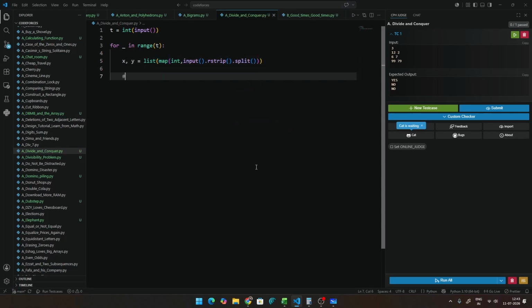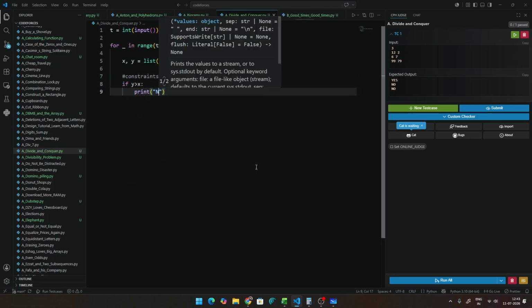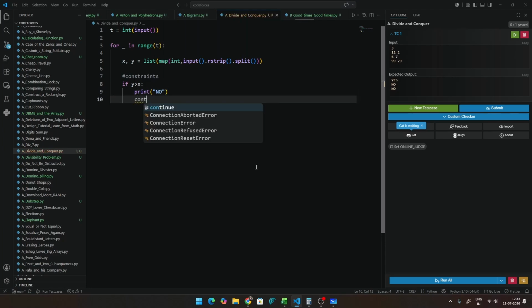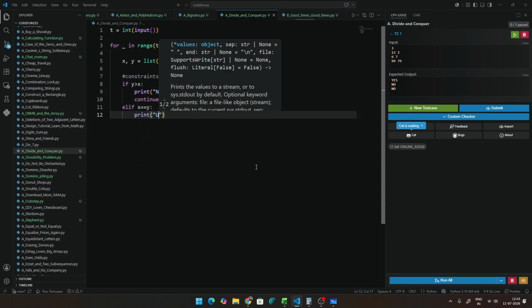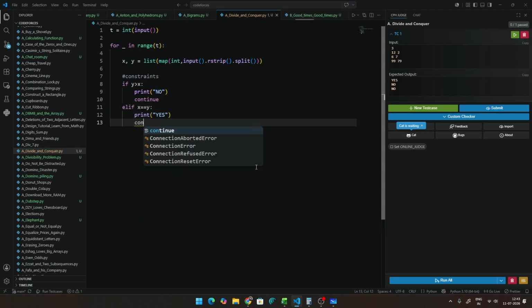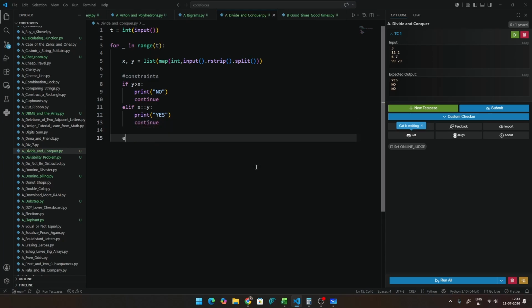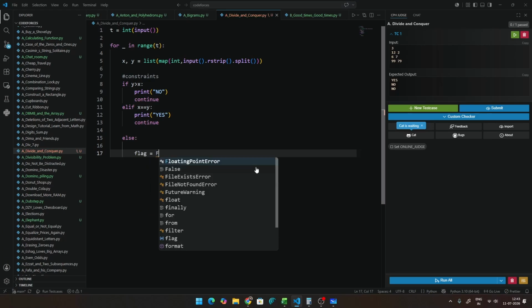Now our constraints. What are our constraints? If y is greater than x, just go ahead and print no, and then continue, go for the next input. And elif x equal to y, the answer is going to be yes, because I don't need to do any operation, and then I can just continue. Okay. In any other case, what am I going to do? Let us set a flag. This flag I'm going to set to false initially.